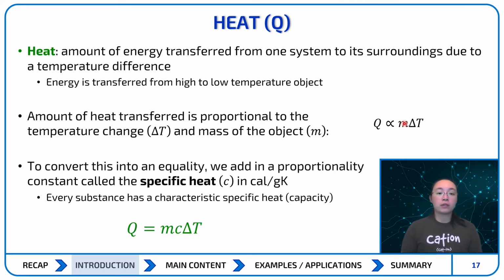So when we want to convert a proportionality to an equality, we just add a proportionality constant C. So in this case, we call that C the specific heat, or sometimes called the specific heat capacity. And you end up with this equation, Q equals m c delta T, which should be quite familiar to you if you've been taking chemistry. So the specific heat is a proportionality constant, and every substance is going to have a different specific heat capacity in calories per gram times Kelvin.